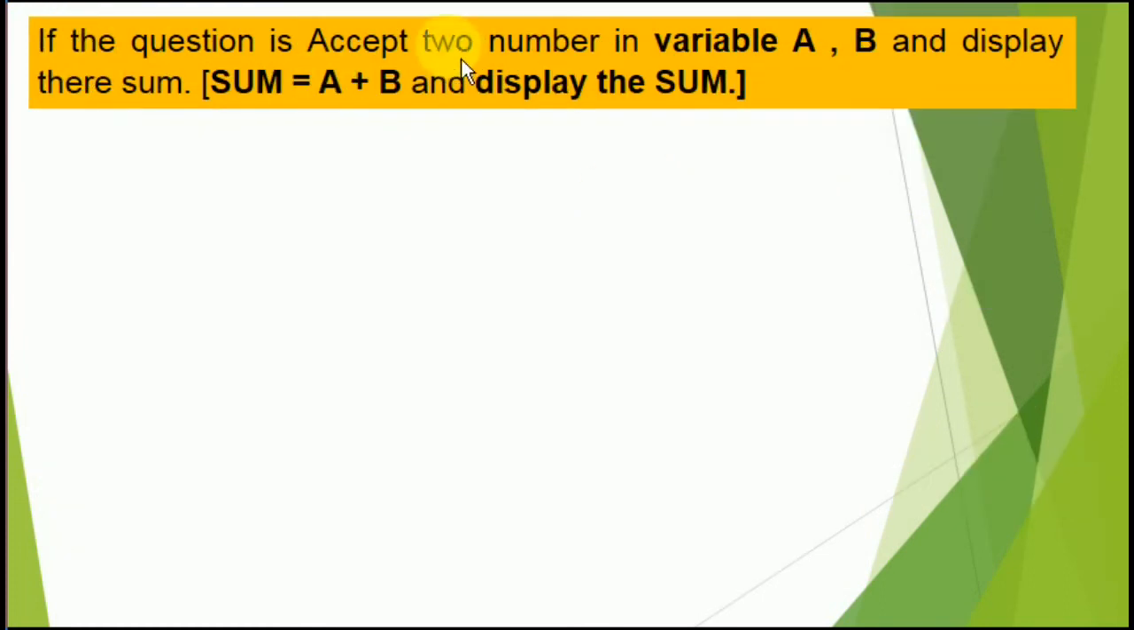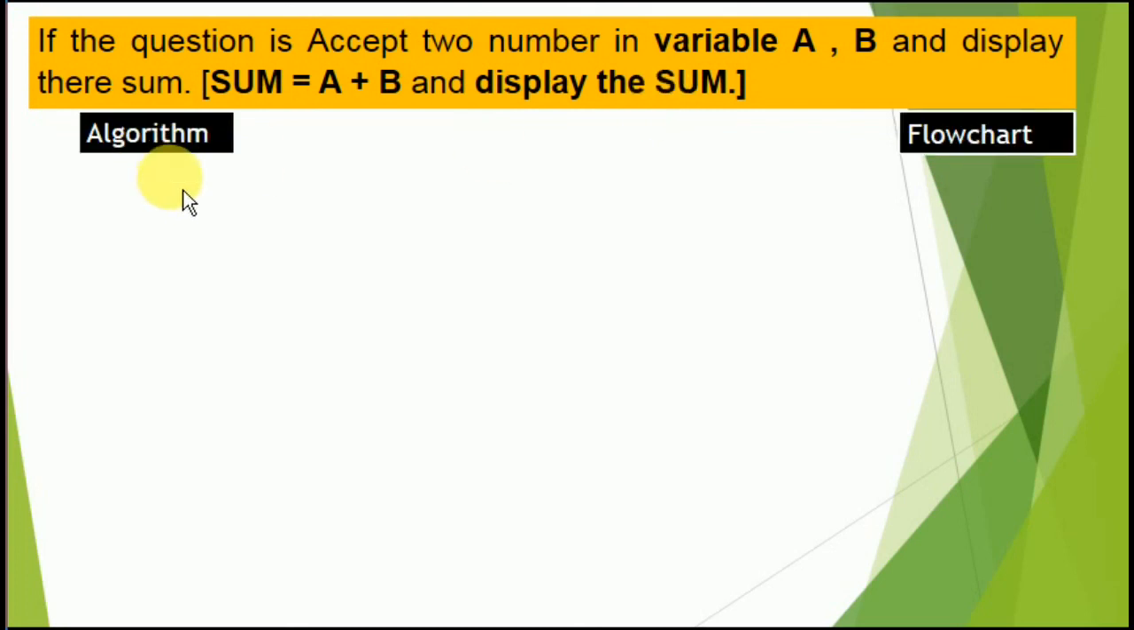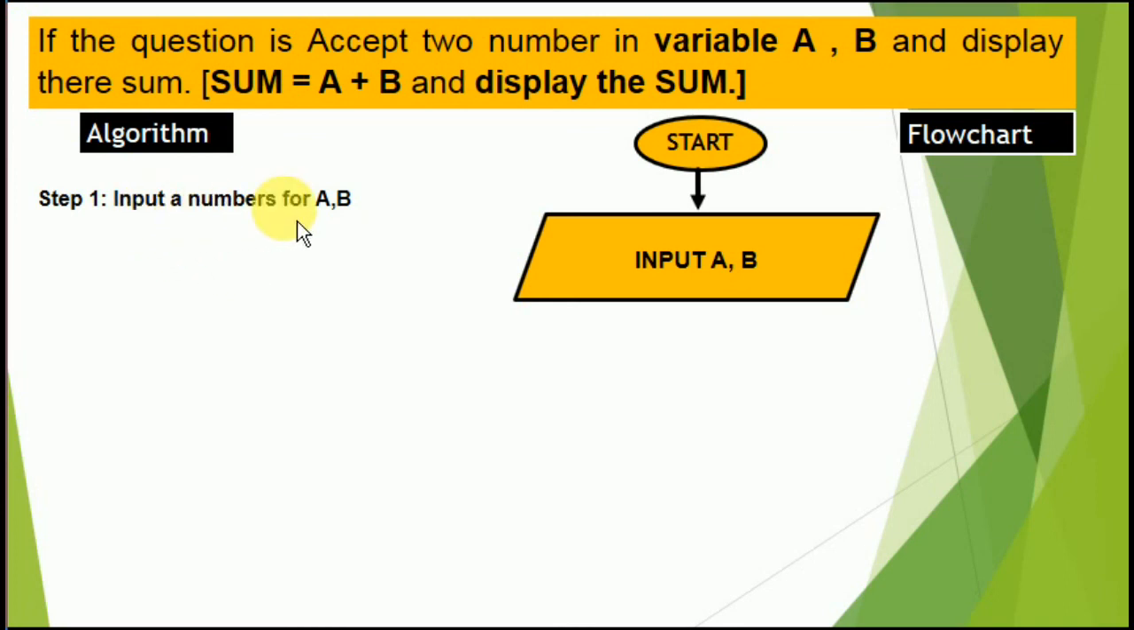If the question is to accept two numbers A and B, now we are going to have two numbers A and B, and we need to accept the values for these, sum them and display. It is the same as the previous one. You have to accept A and B, A plus B is going to be stored inside sum, and display the sum. So what is the first line of the algorithm? We need to accept these numbers, so the line is input number for A and B. Here we write input A, B. This is our input box.